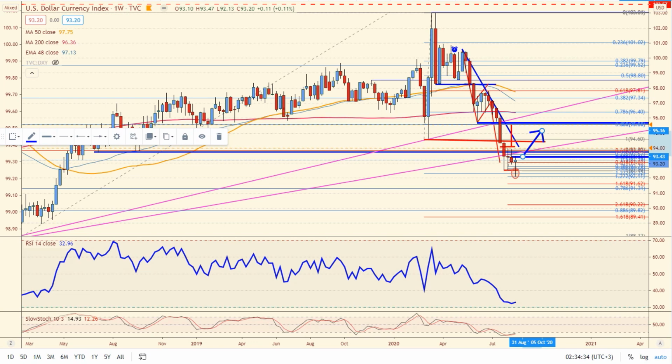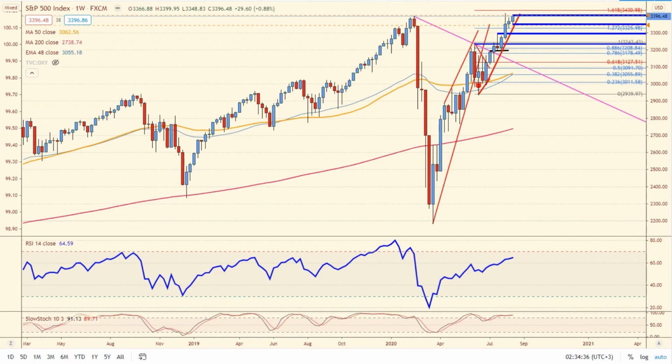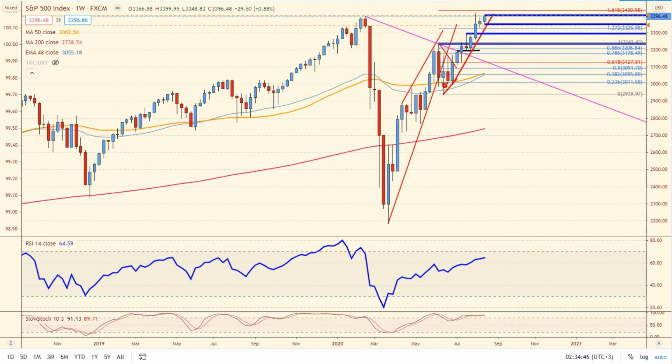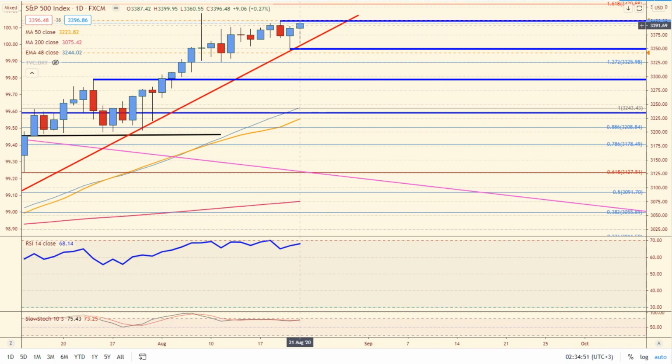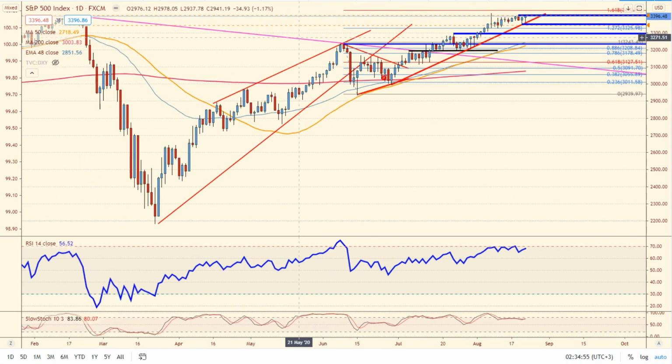But given the fact that stocks, and let's talk about the S&P for a second, are right at all-time highs, we closed basically at all-time highs, 2 points away from all-time highs. We did have a closing high, all-time high in the S&P, actually on Friday.